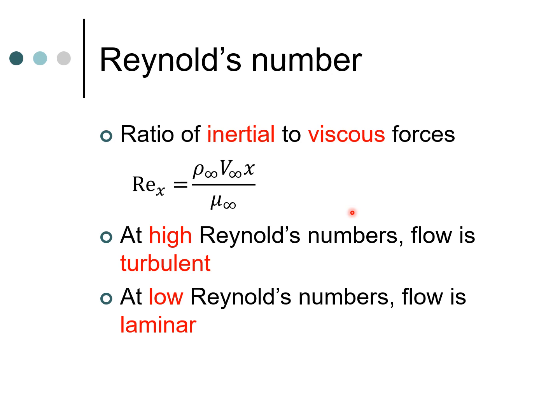And this number has a great deal of importance because at high Reynolds number the flow becomes turbulent, and at low Reynolds number the flow is laminar. So this particular difference is very important because if you can calculate the Reynolds number of a flow, you can figure out what is the type of flow in those cases.